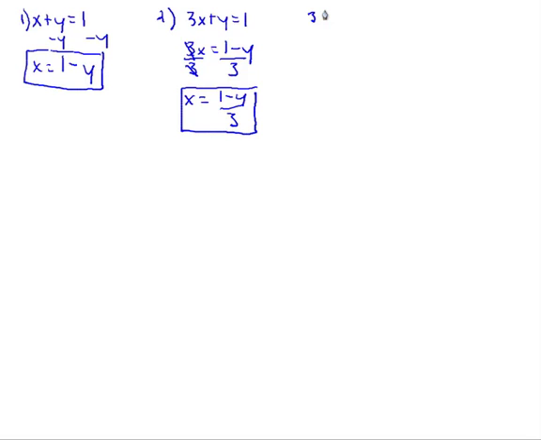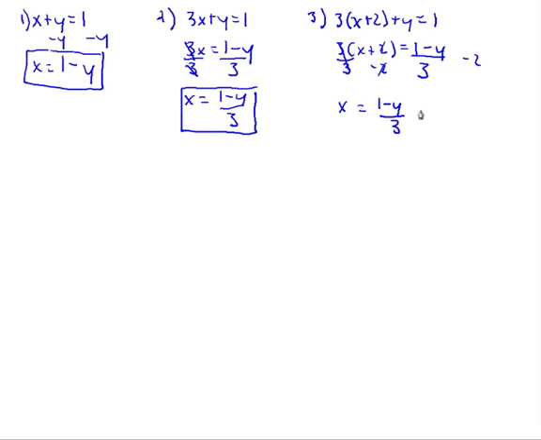So for the next example, what we have is a factor. So we have 3 times (x plus 2) plus y is equal to 1. So we take the y over to the other side, so that gives us 3(x plus 2) is equal to 1 minus y. And then we divide both sides by 3. And then, in order to get rid of the 2, we're going to subtract 2 from both sides. So that gives us x is equal to (1 minus y) over 3 minus 2.